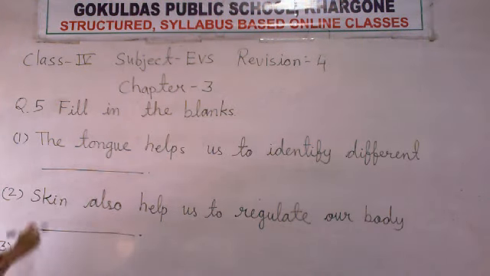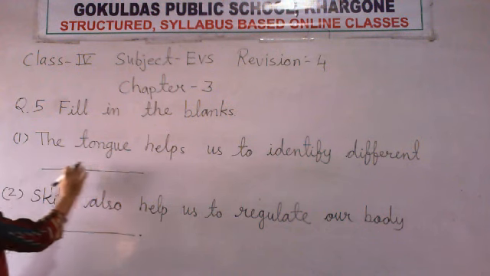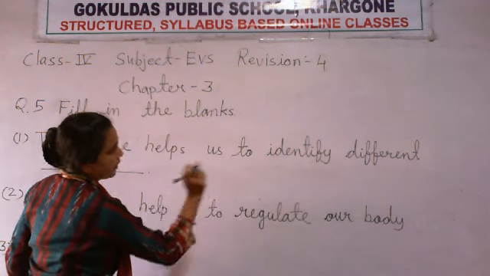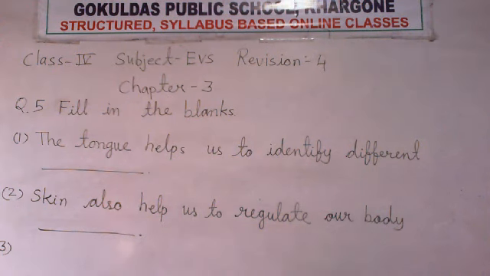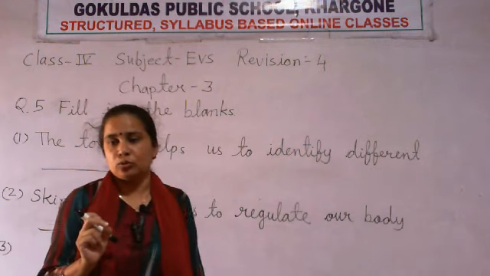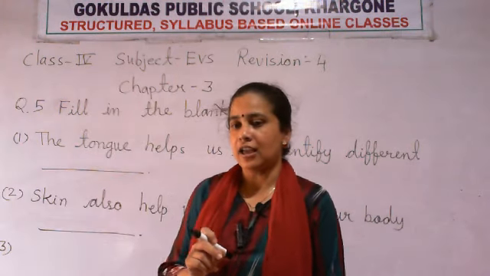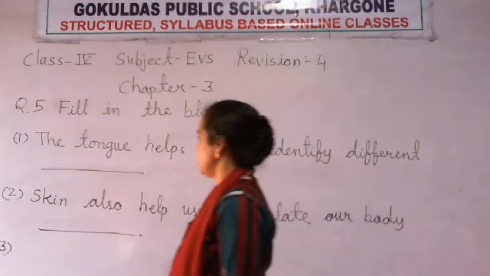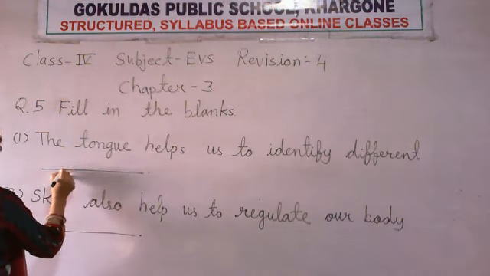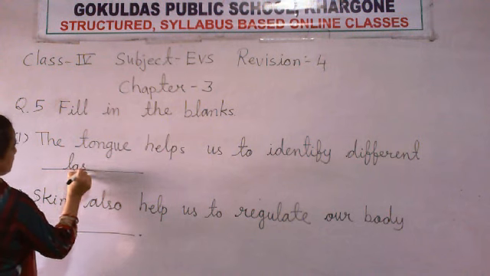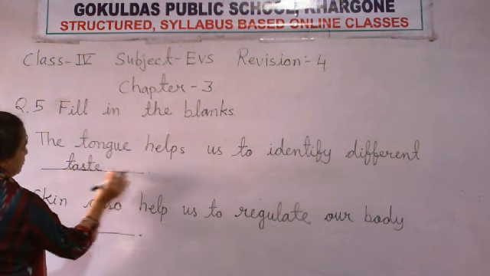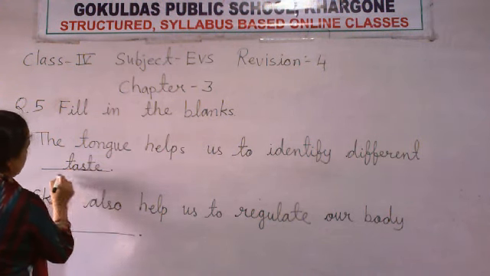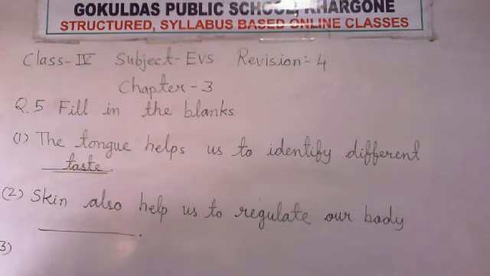Okay. What is the number 1? The tongue helps us to identify different which thing? What do you fill here? Tongue helps us to speak and identify the different kinds of taste. What we fill here? Taste. T-A-S-T-E. Taste. Okay. This is the option.